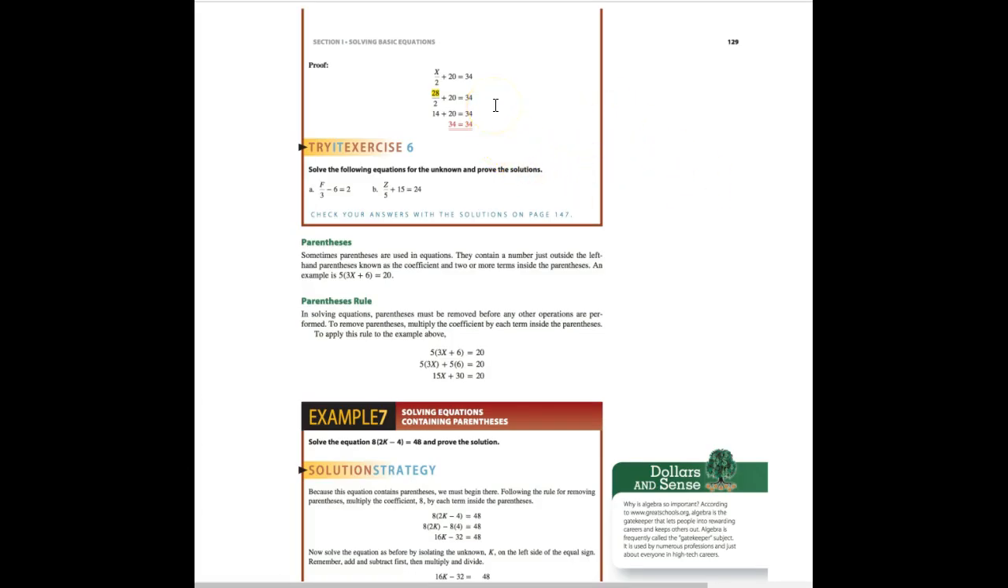On the next page, page 129 now, we're looking at the proof. We have to prove it. We're going to replace x with 28 and solve it. 34 equals 34. We're good. So go ahead and take a minute and do the try it exercise 6.